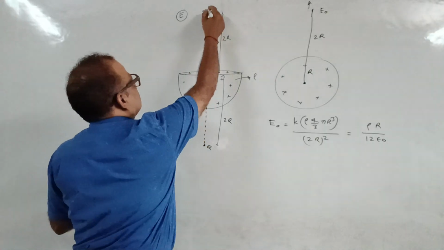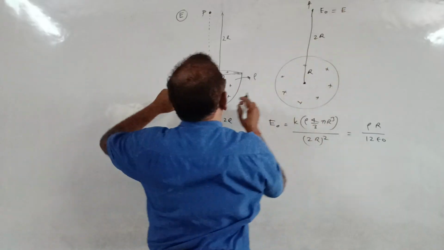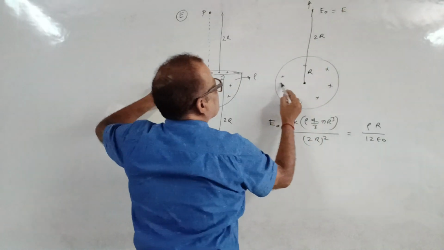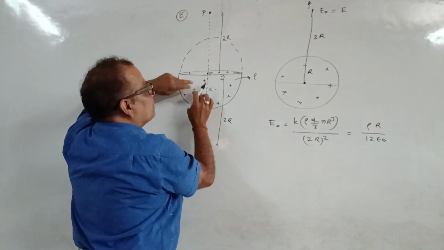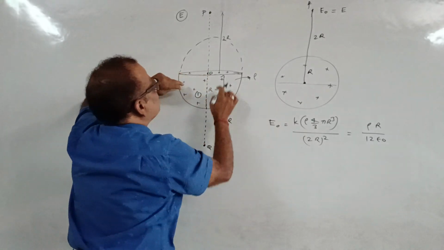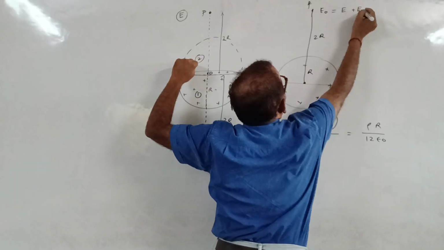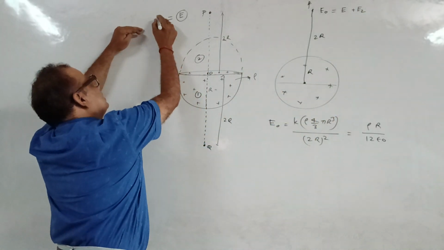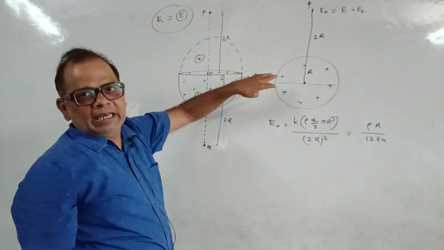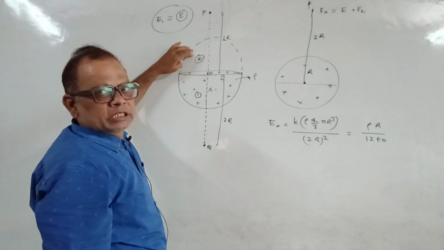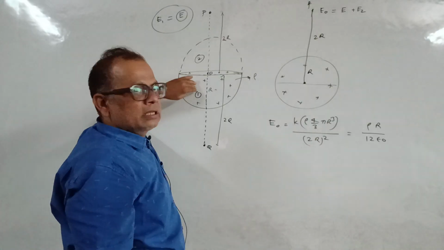Now this electric field E naught will be the vector sum of the electric field due to this portion plus the electric field due to another portion. The electric field due to this portion is taken as E, and the electric field due to this other portion, let it be E2. E1 is the electric field due to this lower half hemisphere, and we have taken the complete sphere. So the upper hemisphere's electric field is taken as E2. So this complete electric field will be the vector sum of this plus this.